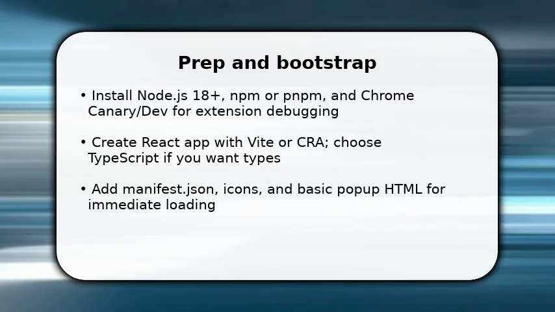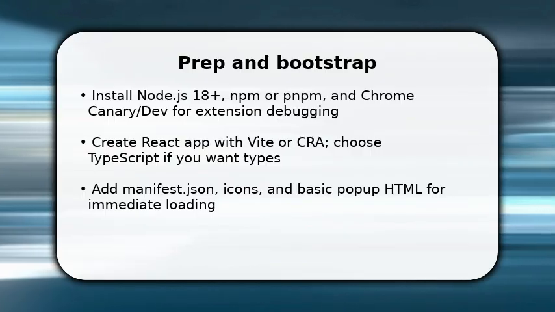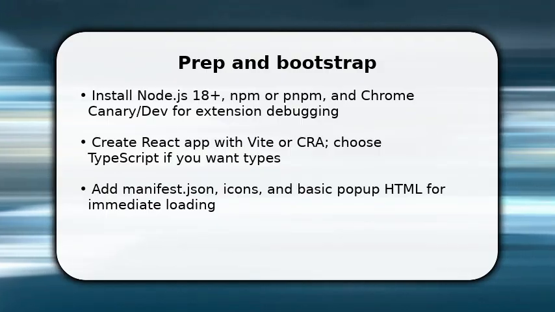JSON configured for manifest v3 includes small icons and create a minimal pop-up HTML that mounts your React build. Make sure to enable developer mode in Chrome and load the unpacked extension to verify the initial files appear.